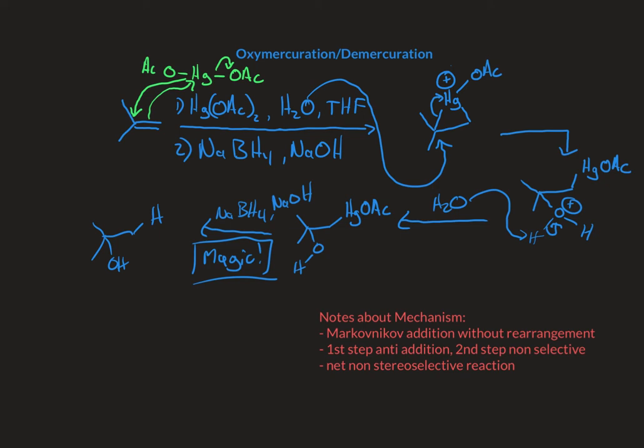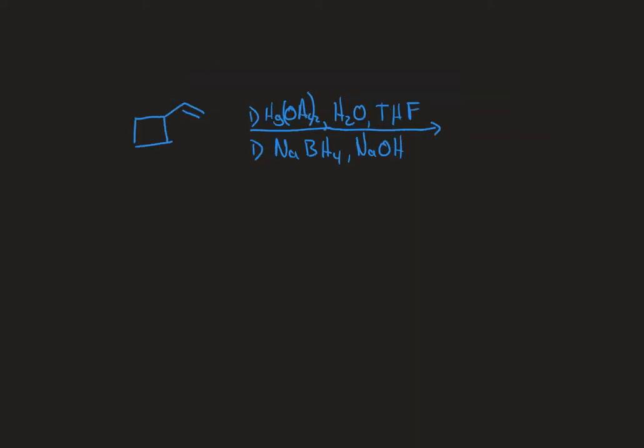Some important notes about the mechanism. It gives you Markovnikov addition without rearrangement. The first step is anti-addition, just like Br2 addition to an alkene, but the second step is not selective. And so the overall reaction is a non-stereoselective reaction. Let's look at another example of oxymercuration-demercuration.